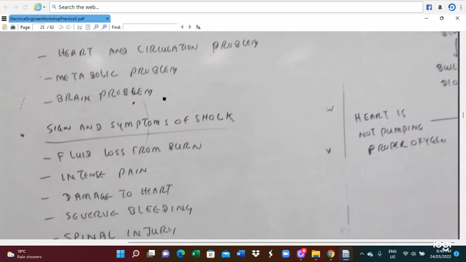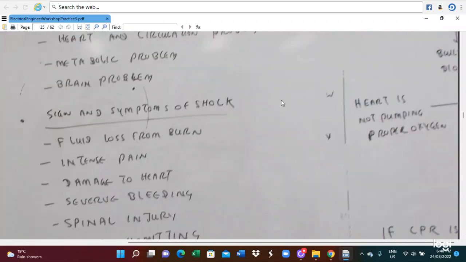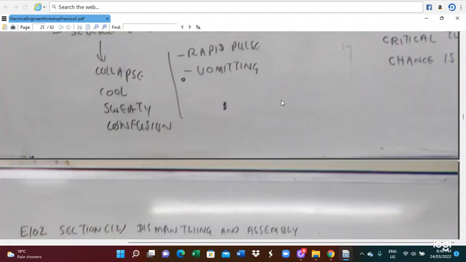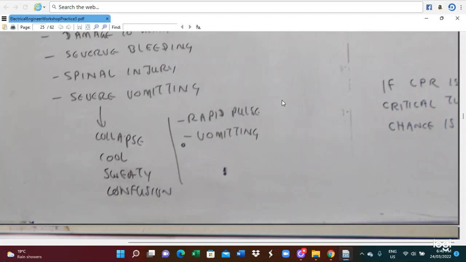So heart is a knob. In this lesson I have already explained how to provide first aid and CPR. First aid and CPR are very important in emergencies to rescue a person.